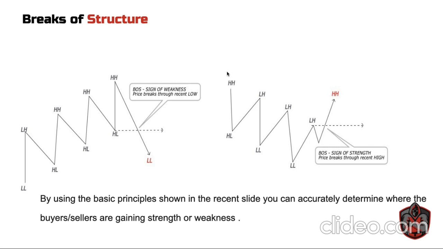Same thing for a downtrend. When price is creating a series of lower highs and lower lows, and price then breaks above the recently created lower high, that shows us the buyers are now coming into power, potentially shifting the direction of the market.